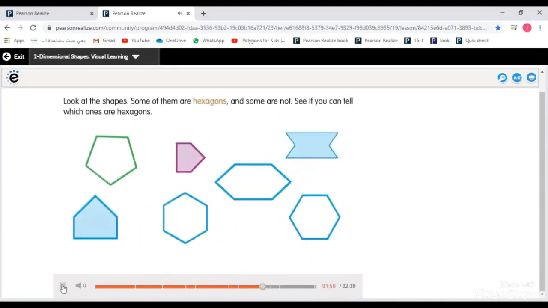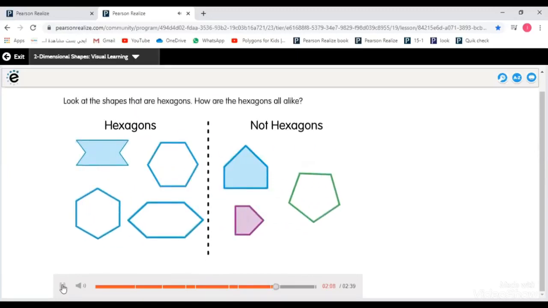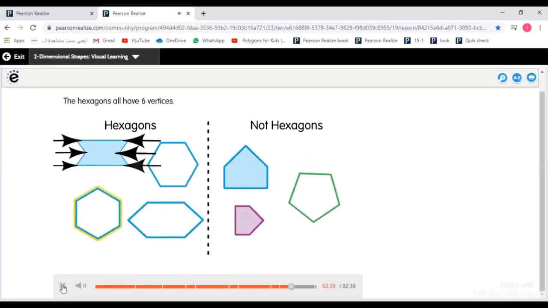Look at the shapes. Some of them are hexagons, and some are not. See if you can tell which ones are hexagons. Look at the shapes that are hexagons. How are the hexagons all alike? The hexagons all have 6 sides. The hexagons all have 6 vertices. The hexagons all have 6 angles.